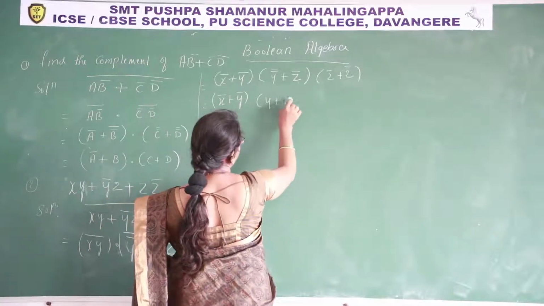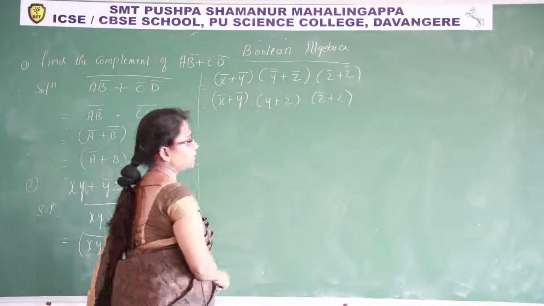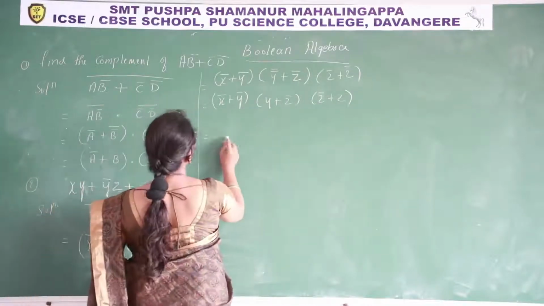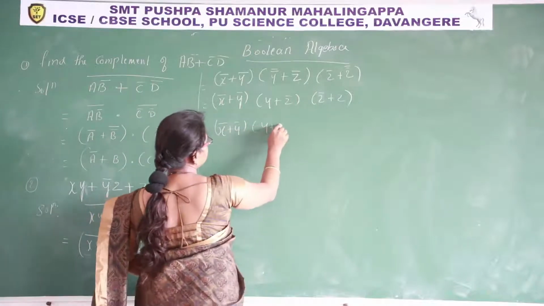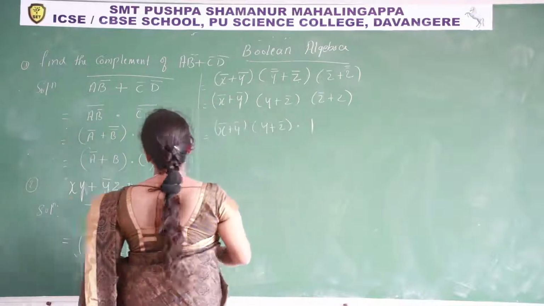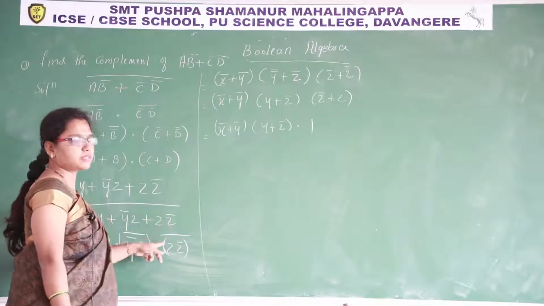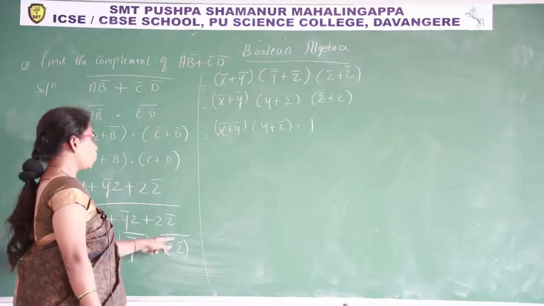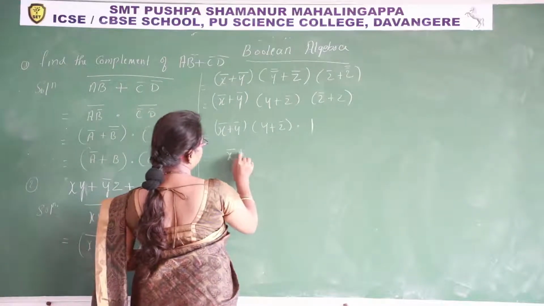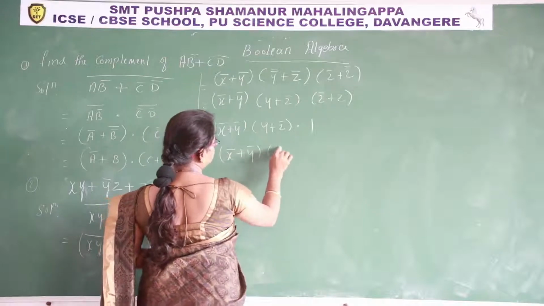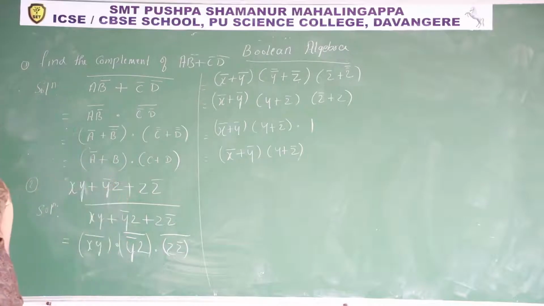y plus z bar plus z. z plus z bar can be written as 1. So x bar plus y bar into y plus z bar into 1. See here, you can write 0 here. z into z bar is 0. Then it becomes 1. 1 into anything, that is 1. So the answer is x bar plus y bar into y plus z bar. Next.